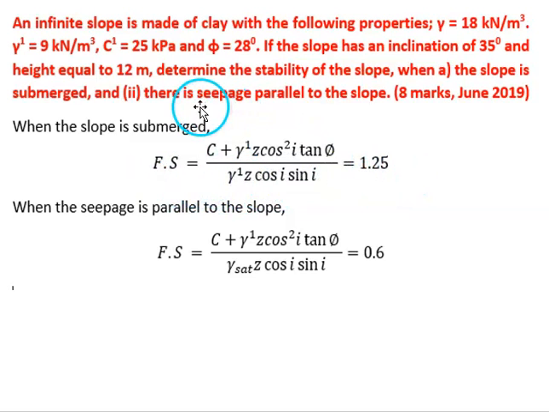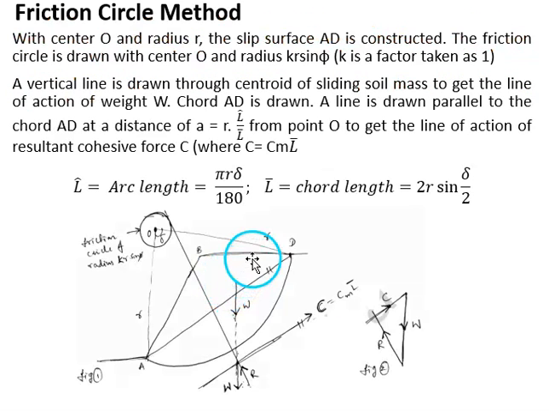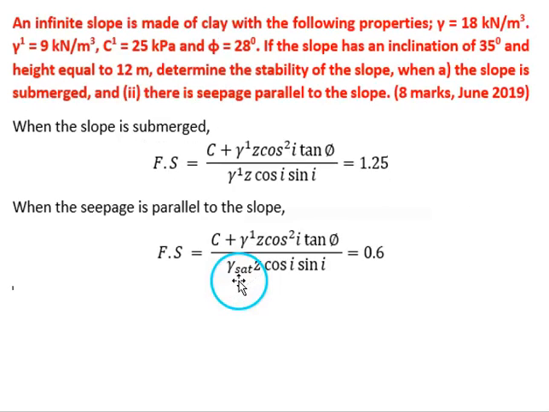But in the second case, there is seepage parallel to the slope. When there is seepage parallel to the slope, we should take the submerged unit weight for the shear strength and the saturated unit weight for the shear stress. So in the numerator we take gamma dash, and in the denominator we take gamma sat. And then we can estimate the factor of safety.